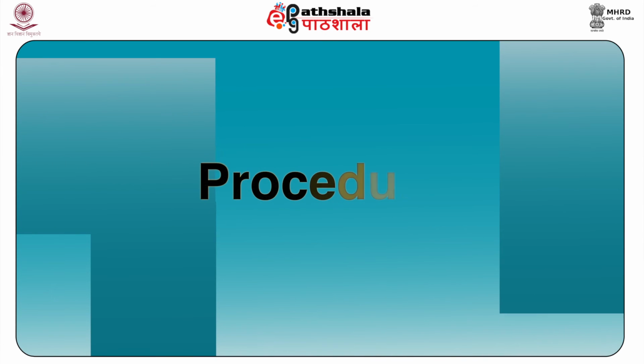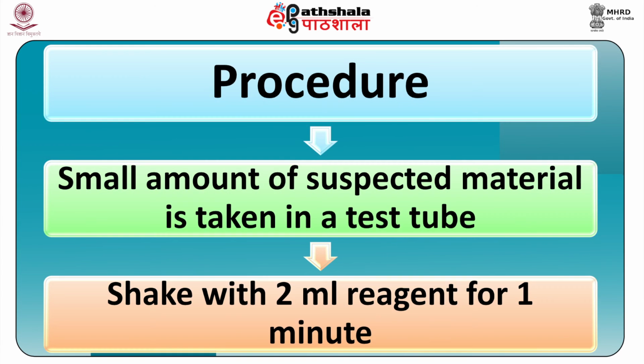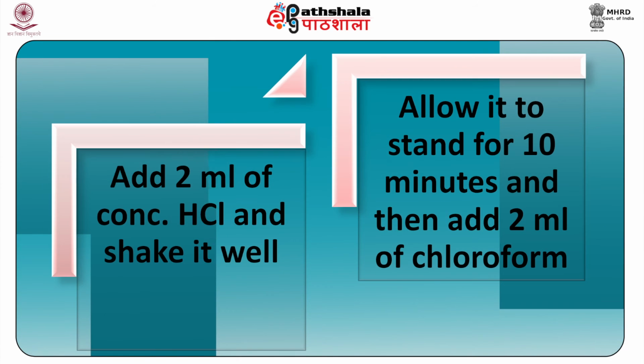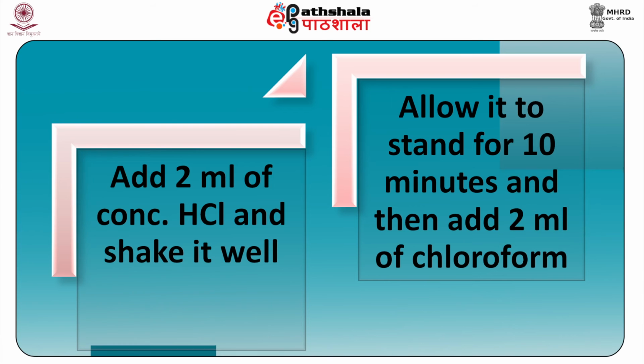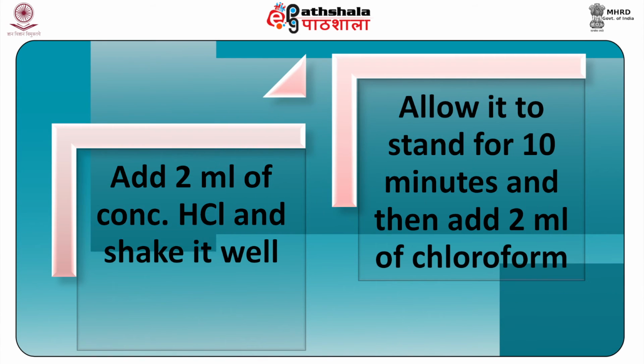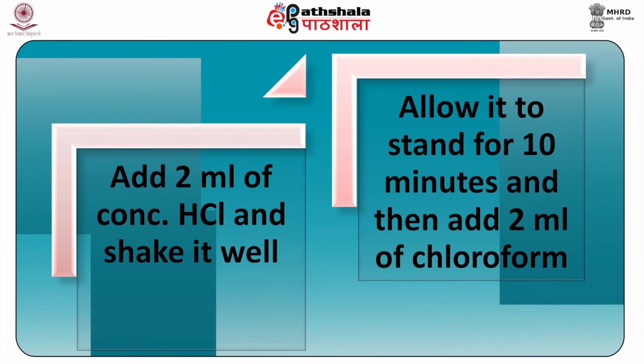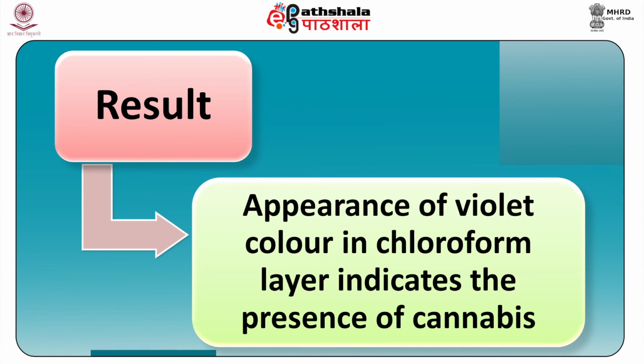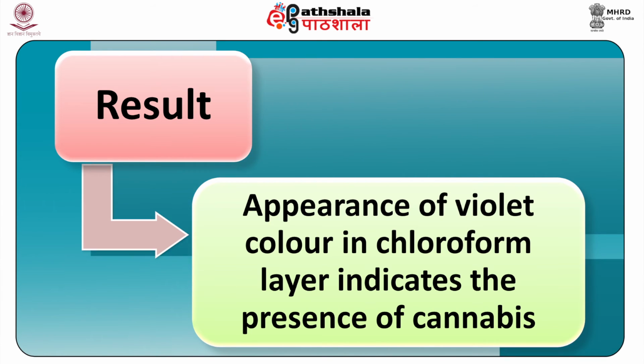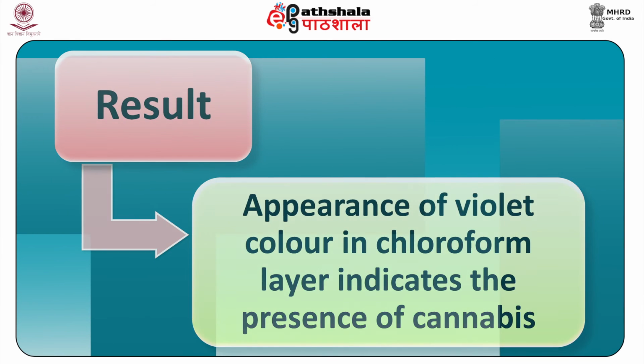Next is the procedure. A small amount of suspected material is taken in a test tube and shaken with 2 ml reagent for 1 minute. Add 2 ml of concentrated HCl and shake it well. Allow it to stand for 10 minutes and then add 2 ml of chloroform. Appearance of violet color in the chloroform layer, that is the lower layer, indicates the presence of cannabis.